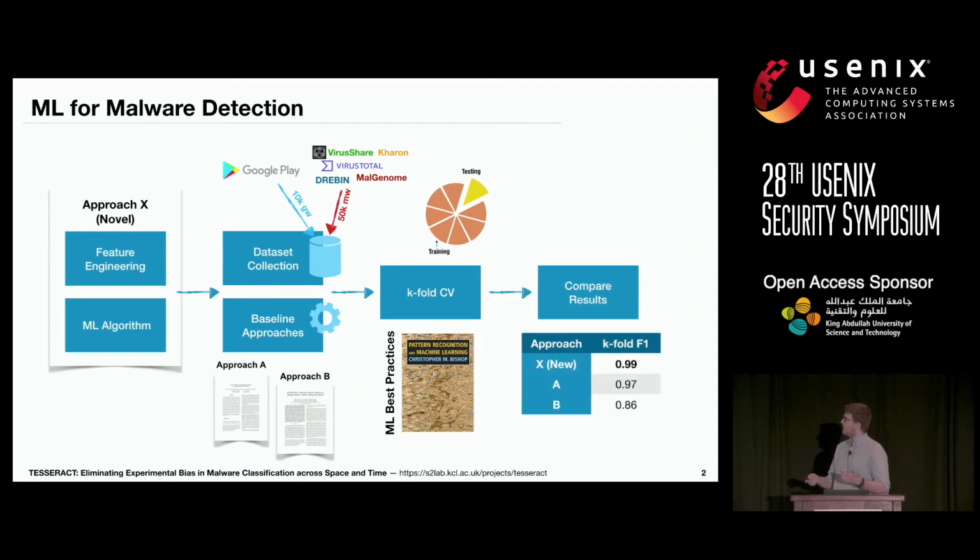And then if you repeat that for your approach X and state-of-the-art approaches A and B, then you can compare the performance of the different solutions with a k-fold F1 score. And you may find out that actually X is the best one. Otherwise, you would have to reiterate this process. And recently, a lot of papers in the past 2-3 years achieved very high performance, even over 99% in terms of F1 score. So we started wondering whether machine learning actually solved malware detection.